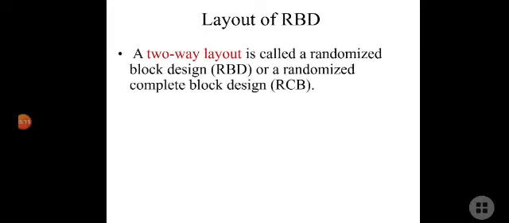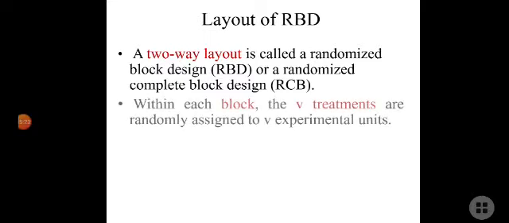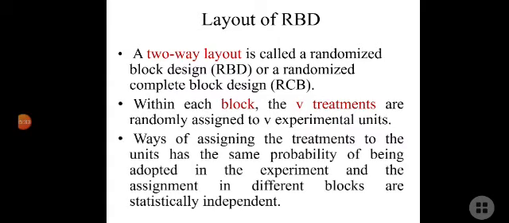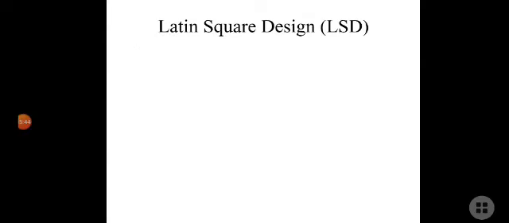When we go to its layout, this is a two-way layout, called a randomized block design or randomized complete block design, where in each block V number of treatments are randomly assigned to V number of experimental units. So here there is the same probability of being adopted in the experiment, and the blocks are statistically dependent. So up to here, completely randomized and randomized block design. In completely randomized design, there is only one plot divided into groups, but in the second type the blocks are divided into groups.